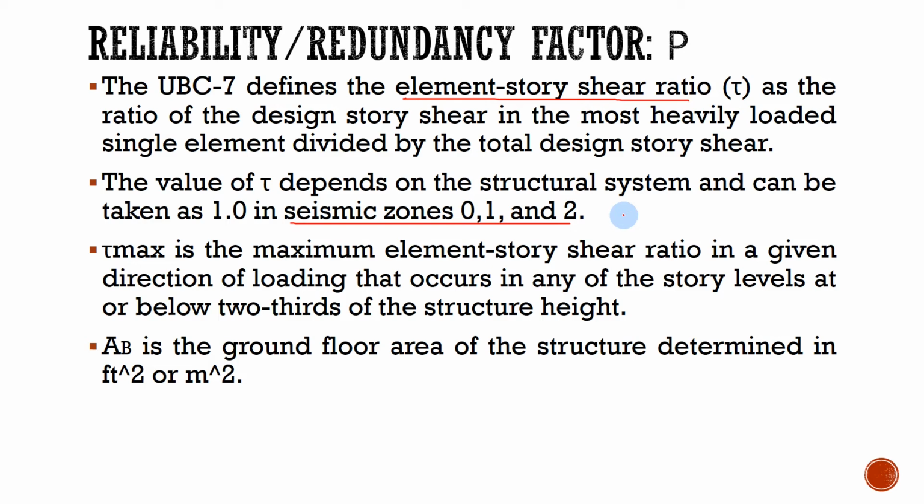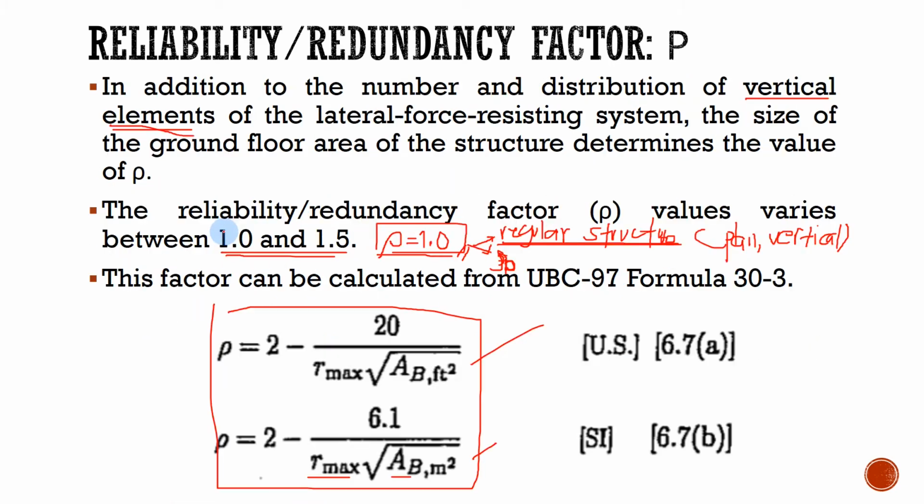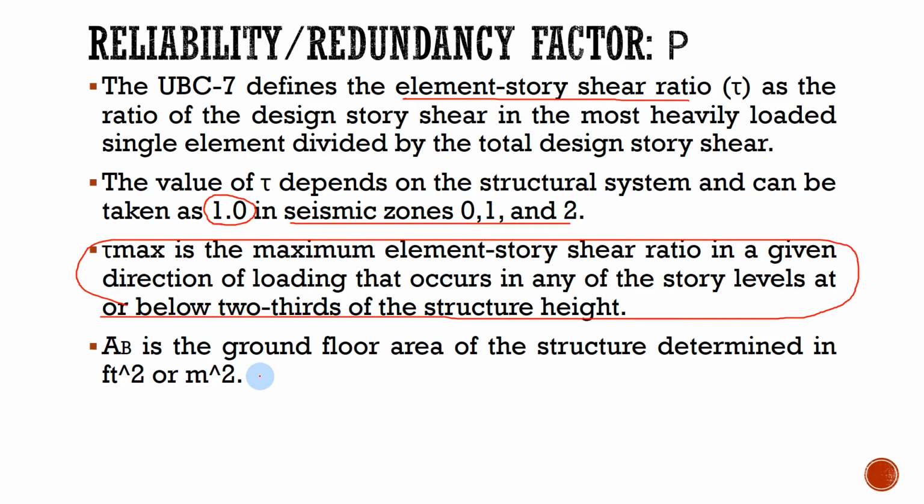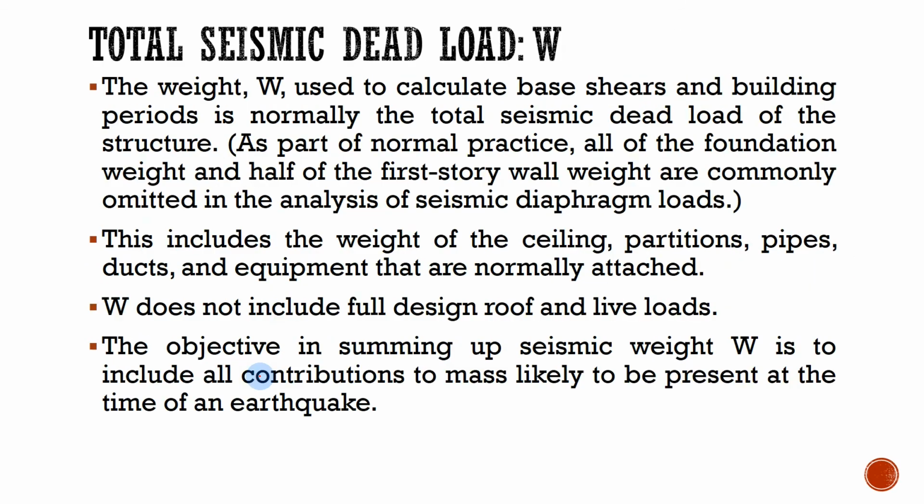The tau value, or the shear ratio: tau max is the maximum element story shear ratio in a given direction of the loading that occurs in any of the story levels at or below 2/3 of the structure height. AB is the ground floor area of the structure, in square feet or square meters. But if you want to solve for rho, then for simple analysis or application, you can assume it is 1. Okay? But if you really wanted to get the max, then you have to follow this statement here to solve for the shear ratio max. So that is for the reliability factor.